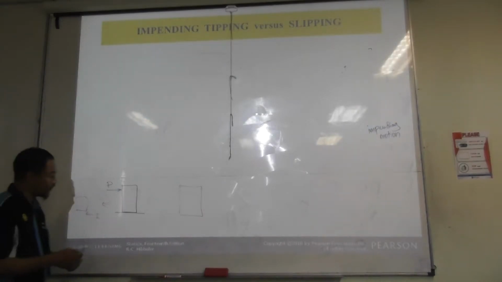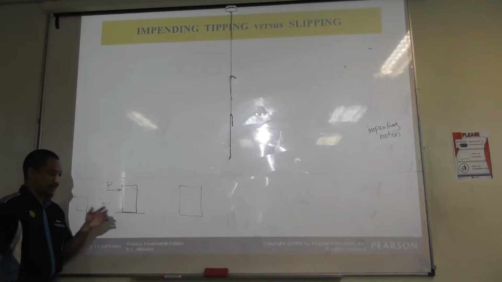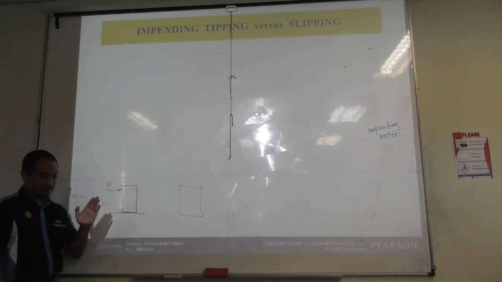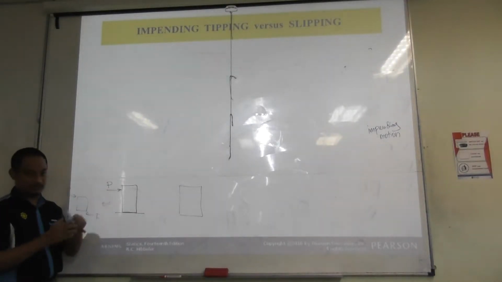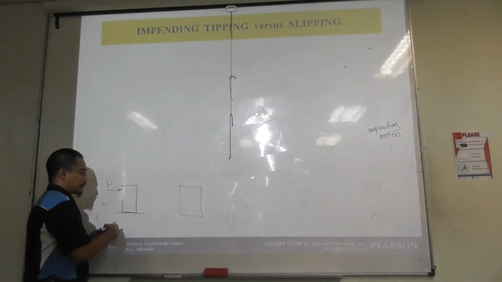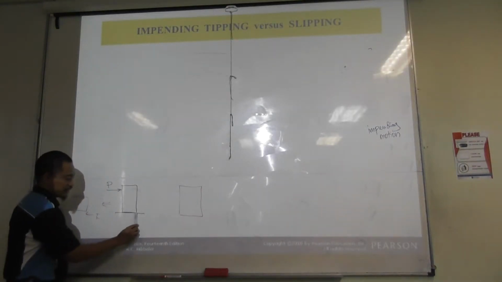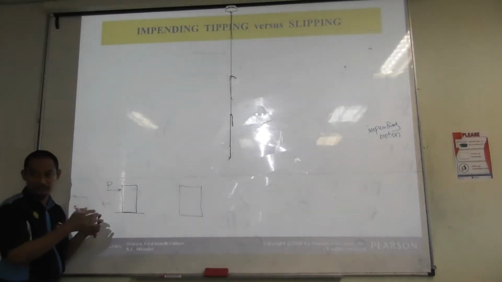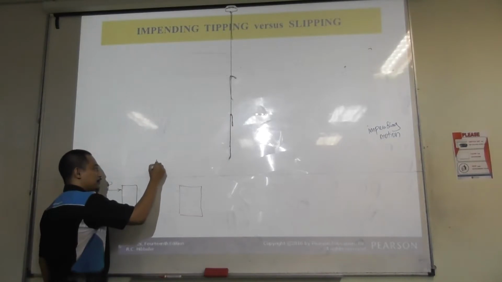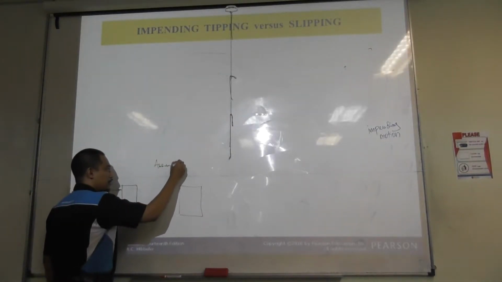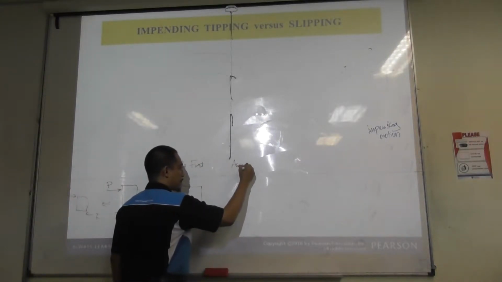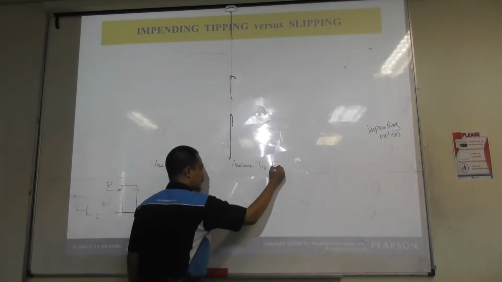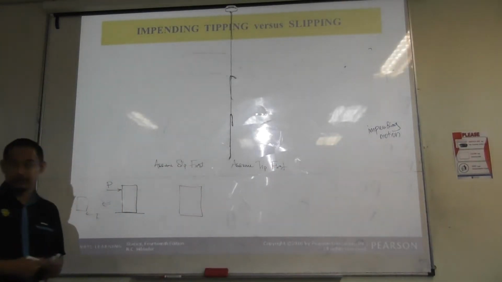Okay. Now, in this case, actually the motion that can happen is either tip or slip. We have discussed it just now, right? Why is it different? Because for tipping, N is here. For slipping, N is here, meaning the diagram is different and the calculation is different. So if you assume slip first, and if you assume tip first, the free body diagram will be different.